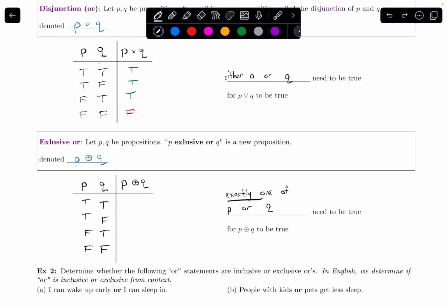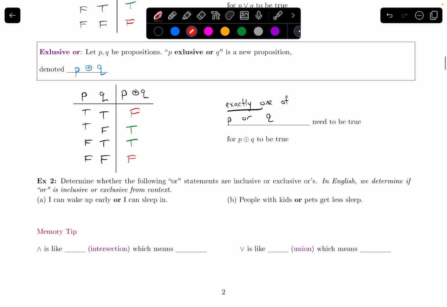Okay, so this time I need exactly one of them to be true for the whole thing to be true. And that happens in these middle two rows. So in the middle two rows, my exclusive or is true. But if both of them are false, it's false. And if both of them are true, that's also bad. So that's also false.